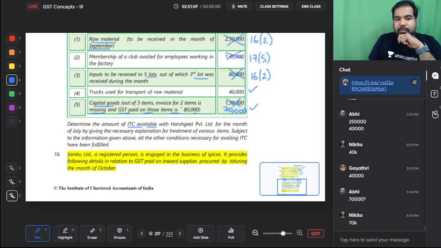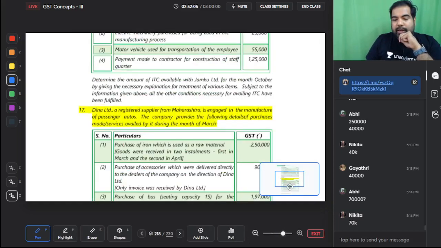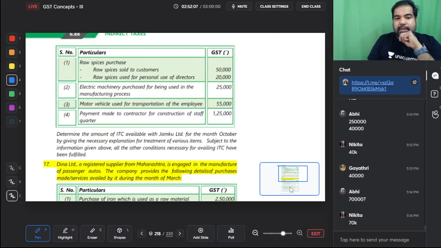Next, guys, this is Jamku, who is also a supplier of spices. For the month of October, this is the detail. Please read and tell me which all ITC you will get. This is Jamku and this is the month of October. Whichever you think you will get, you have to put in the chat box.